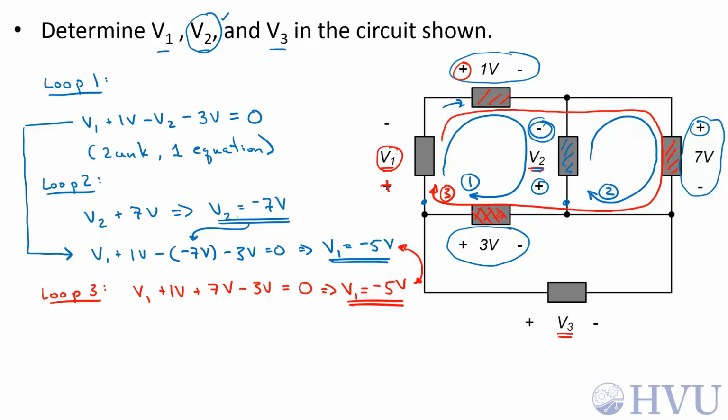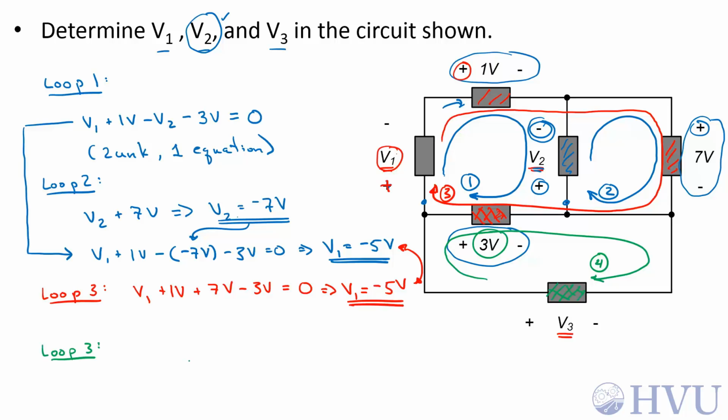However, depending on what I want to find out, one of these equations might be easier to work with than the other. Finally, if I want to find V3, I can loop in here. Let's call this loop 4. I have one unknown voltage, V3, and one known voltage. This one's a piece of cake to solve.